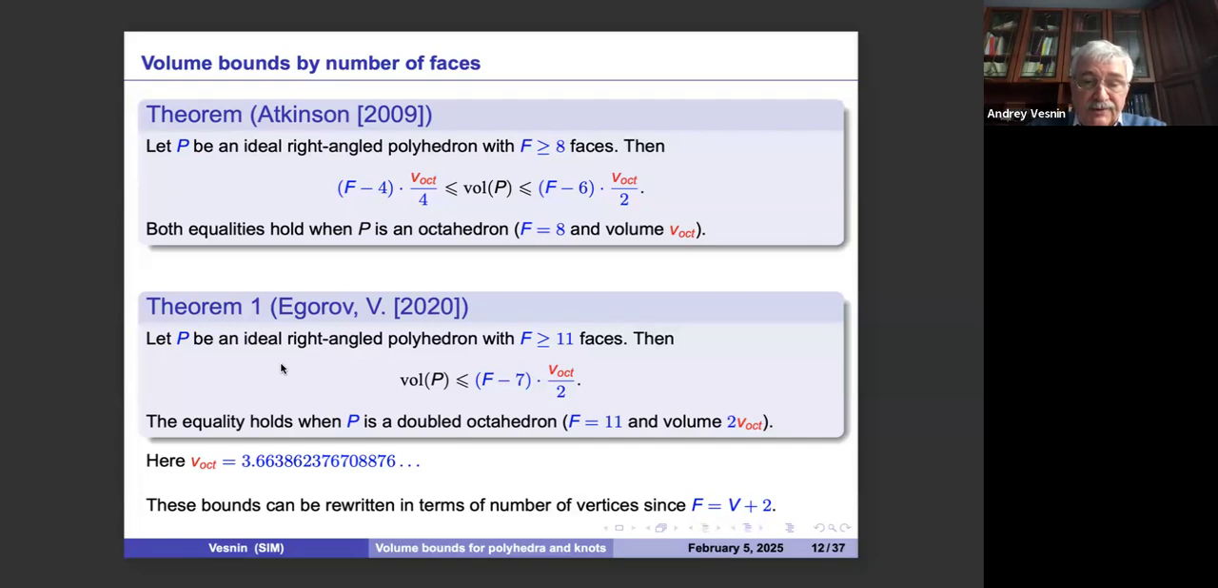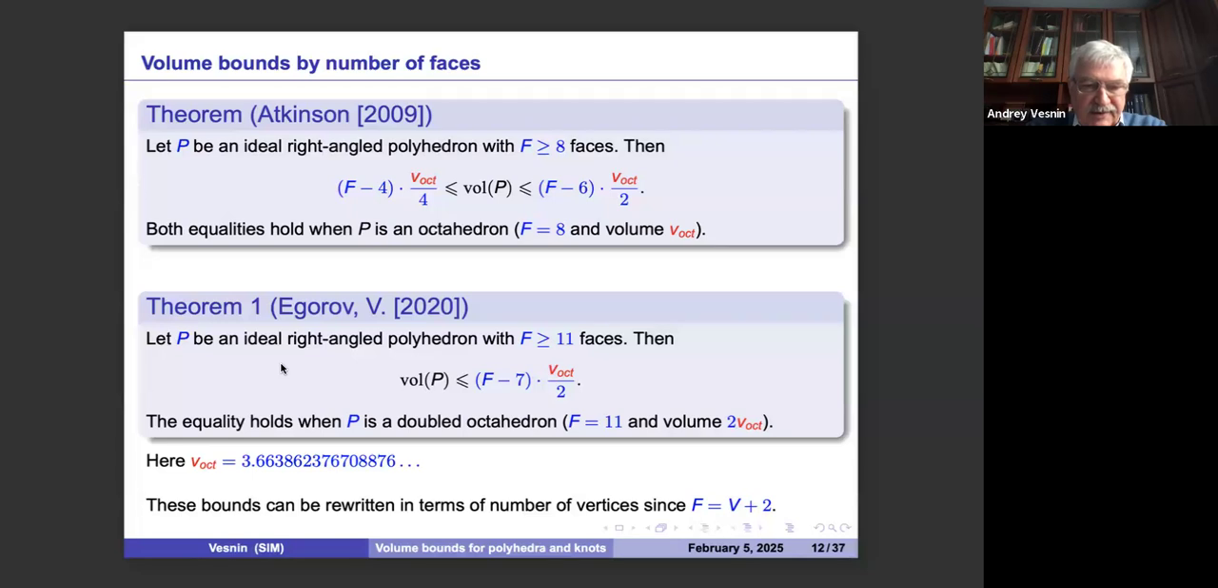And you see the bound is linear in the number of faces, and I just marked in red the constants which you already discussed. So v_oct is just a constant, a special value of the Lobachevsky function. This result gave a lower bound and an upper bound, and after that we started to investigate how explicit these bounds are.